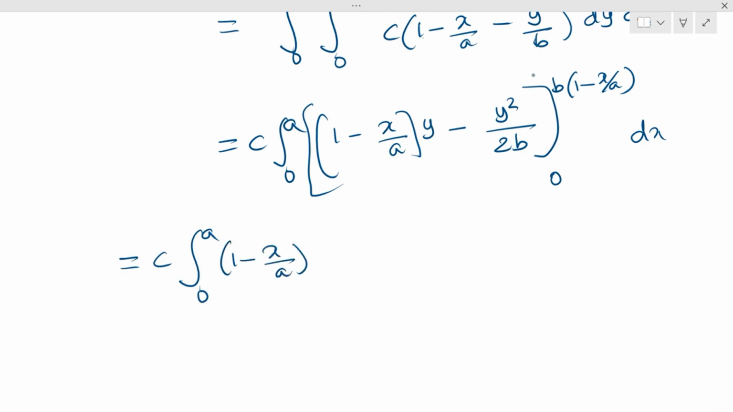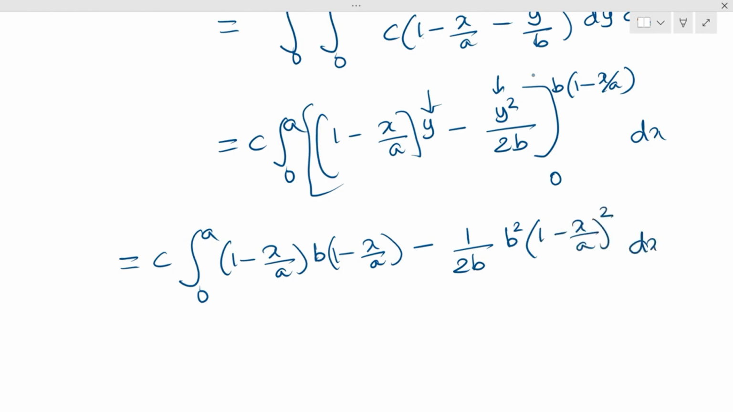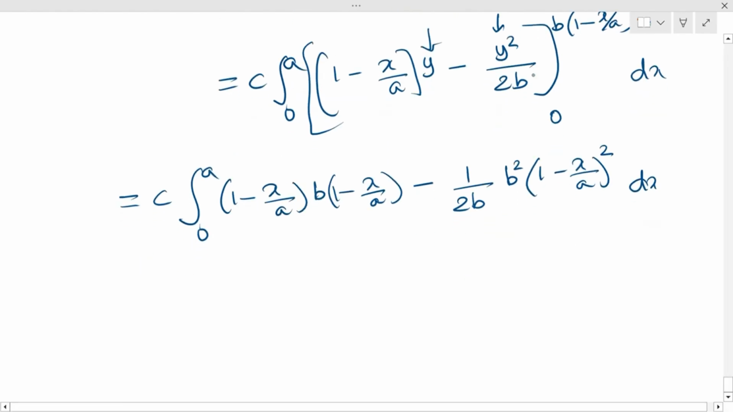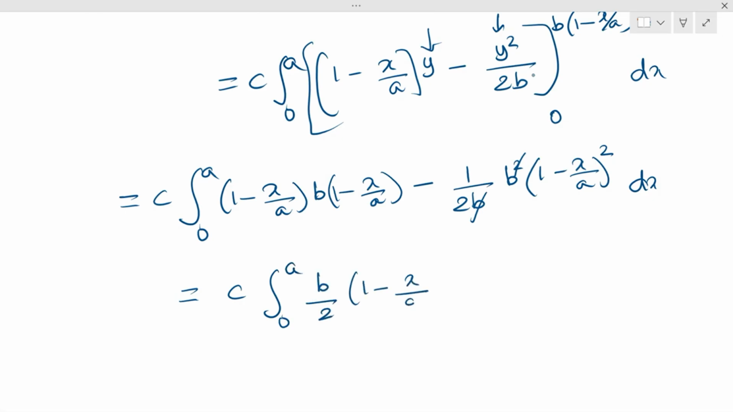Upper limit we have to apply for the variable y. So b into 1 minus x by a. The next one is 1 by 2b, you write b square into 1 minus x by a whole square dx. So when we simplify this, we will get 1 minus half, that is half. Okay, so c 0 to a b by 2 1 minus x by a whole square dx.